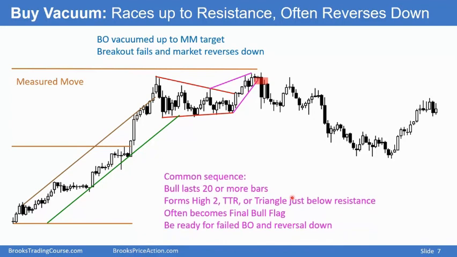It's a common sequence. You have a trend that lasts for 20 or more bars. It forms either a high 2, a double bottom bull flag, a tight trading range, a triangle just below resistance, and that often becomes the final flag. Traders have to be ready for the breakout up to the resistance level to fail and for the trend to end and form either a trading range or a reversal down.